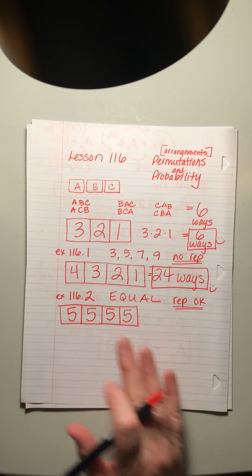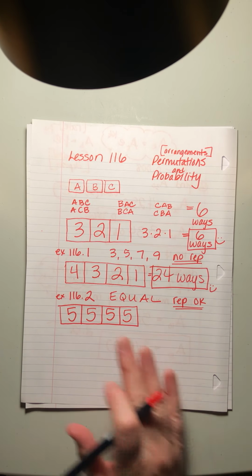Let's try another one. A multiple choice quiz has 8 questions, and there are 4 possible answers to each question. Okay, let me write this down. 8 questions, 4 possible answers to each. How many permutations of the answers are possible?